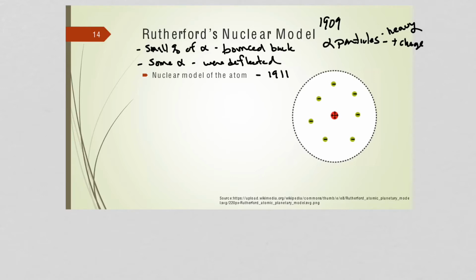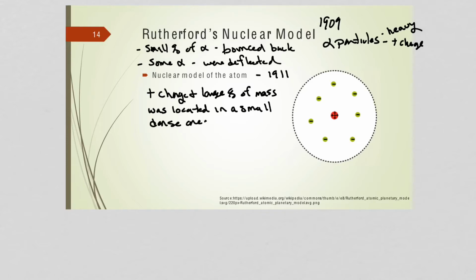And so the tenets of this model essentially are that he said that the positive charge of the atom and its mass, so the positive charge and the large percent of the mass was located in a small, dense area at the center of the atom, which he labeled as the nucleus.